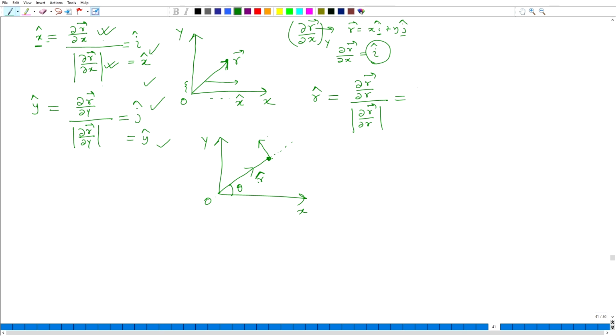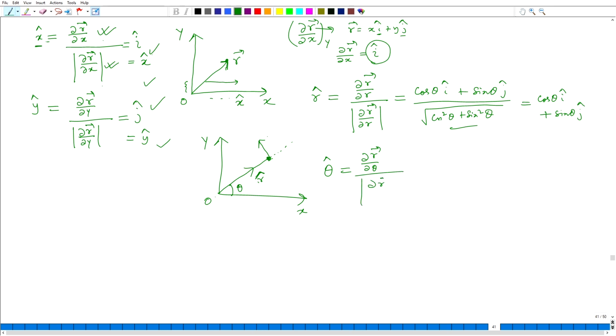So, this is cos theta i cap plus sin theta j cap, and the modulus of this is the square root of cos square theta plus sin square theta, which is 1. That is why again you simply have cos theta i cap plus sin theta j cap. With this method you do not have to remember anything. Theta cap is exactly del r del theta divided by the modulus of that vector, so you can do everything directly.